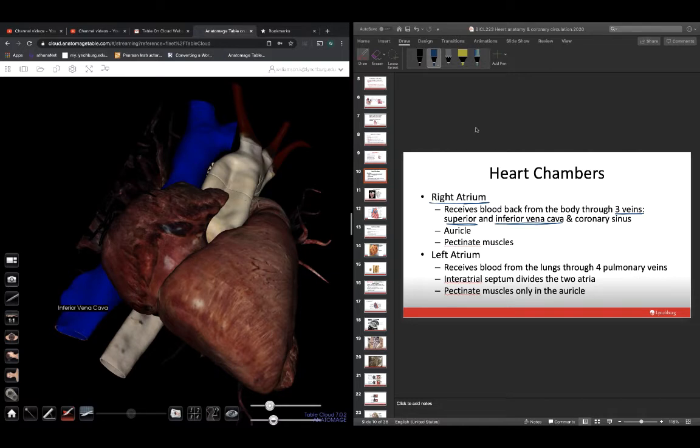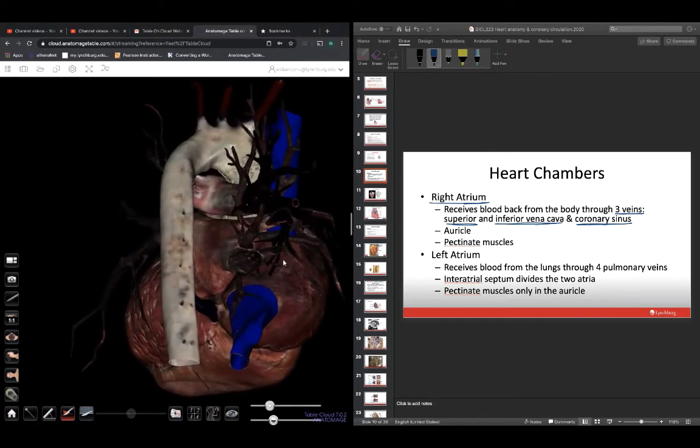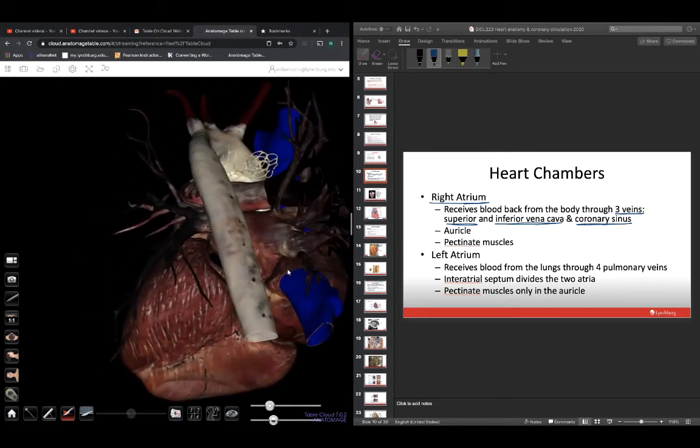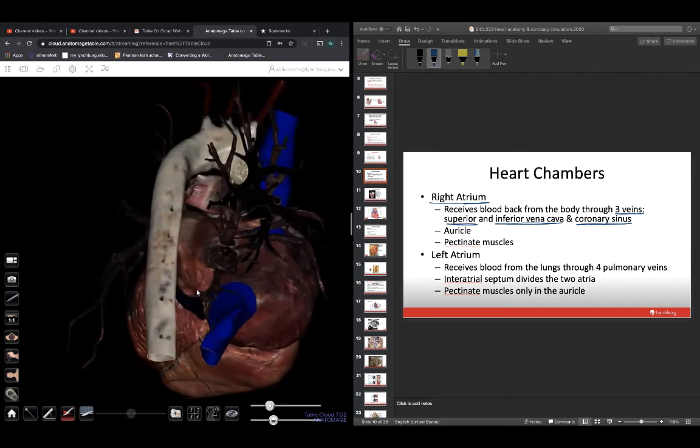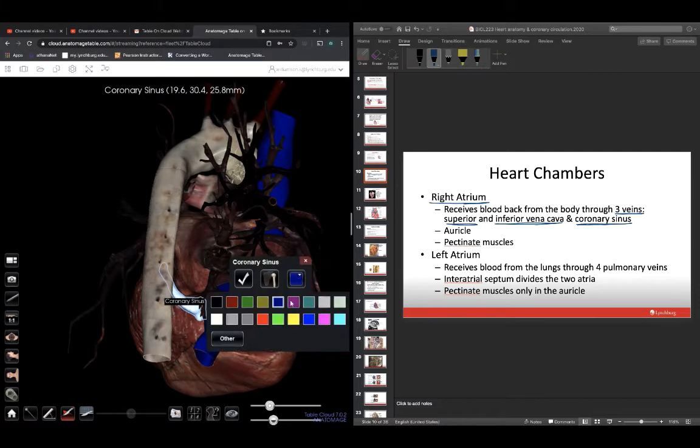And then our third vessel is going to be the coronary sinus. And this is actually draining venous blood from the heart itself through the coronary circulation. So if we actually turn our heart around, so we're looking at the posterior aspect of it, you're going to see this small vessel here. And this is the coronary sinus. I'm going to flat color that blue as well.